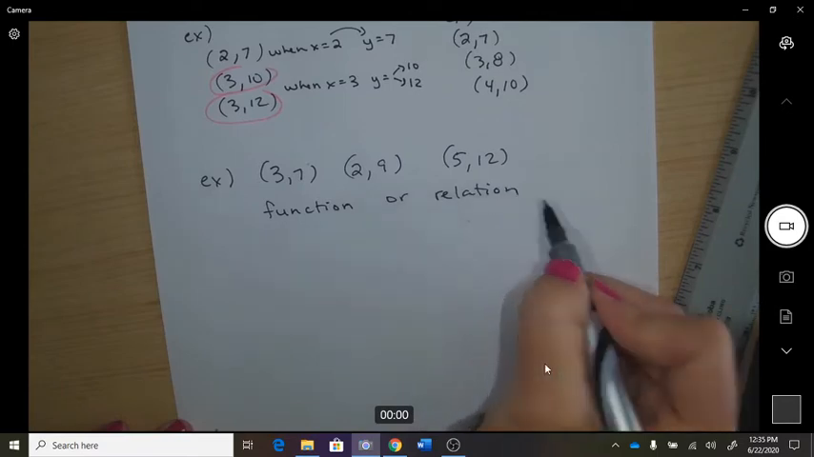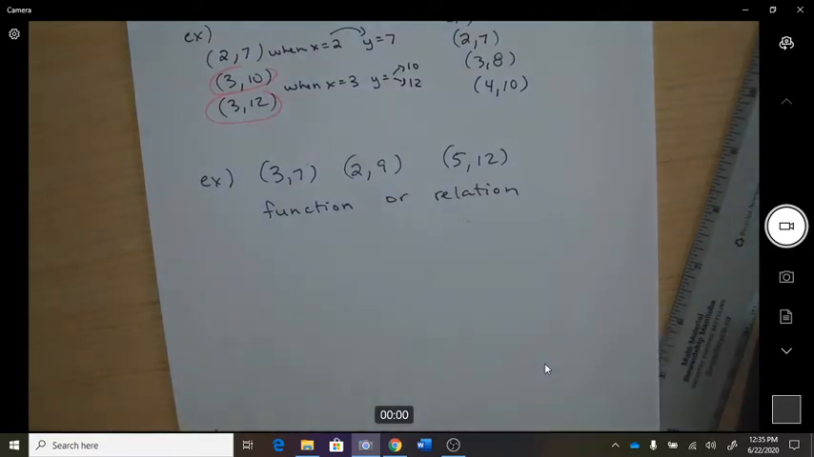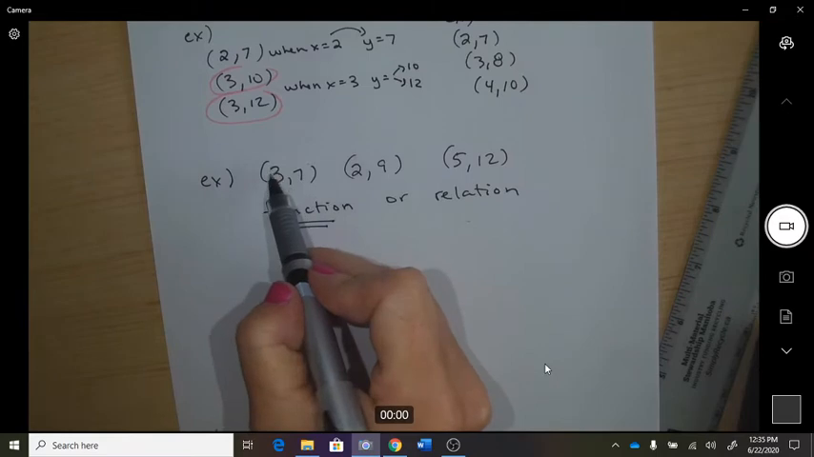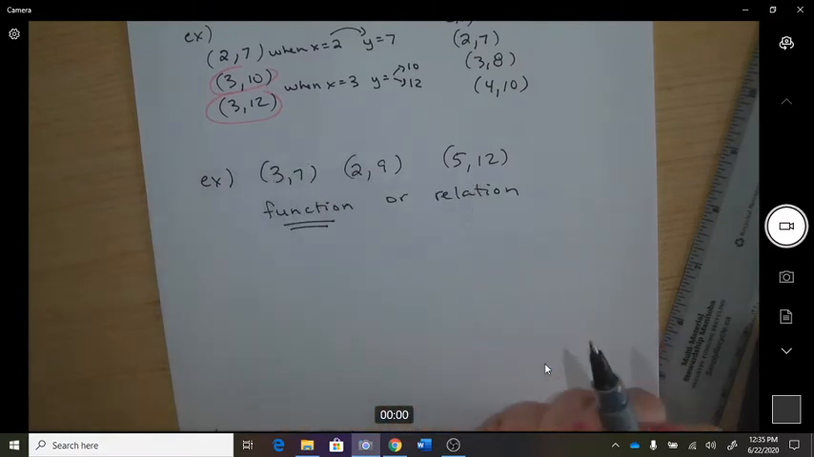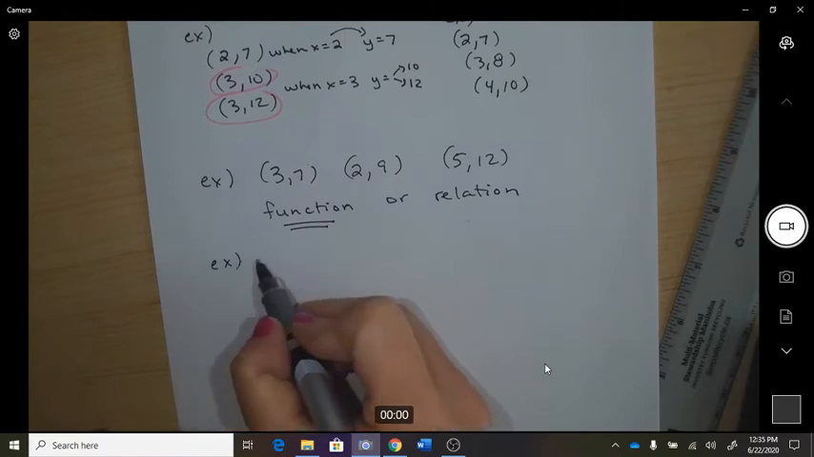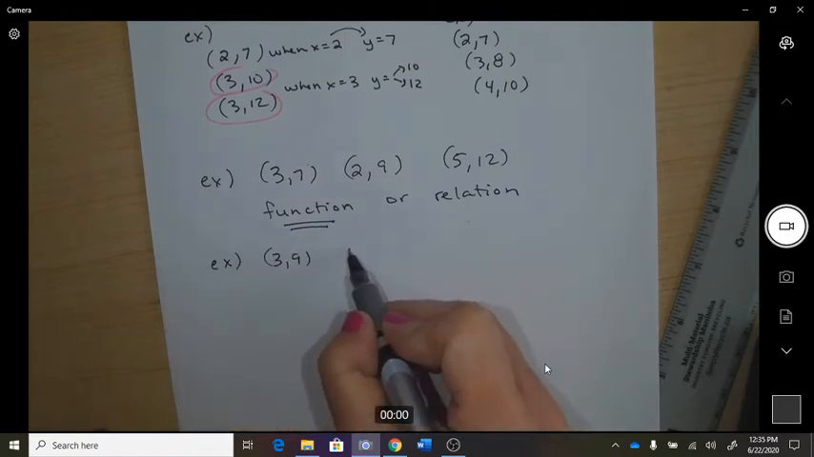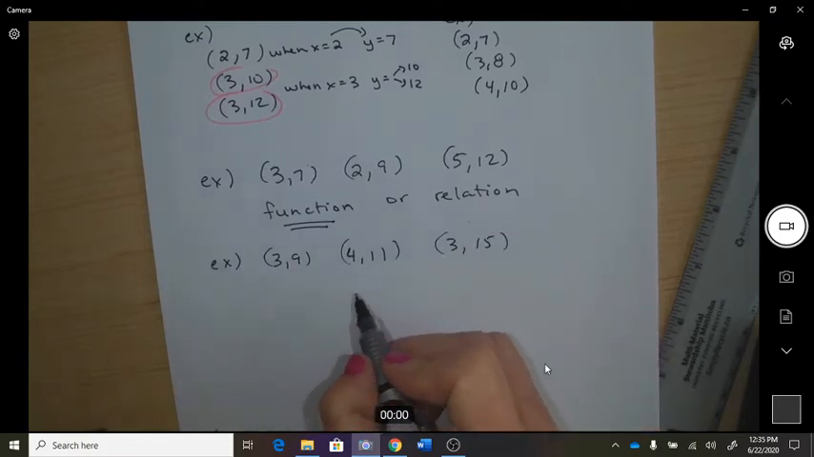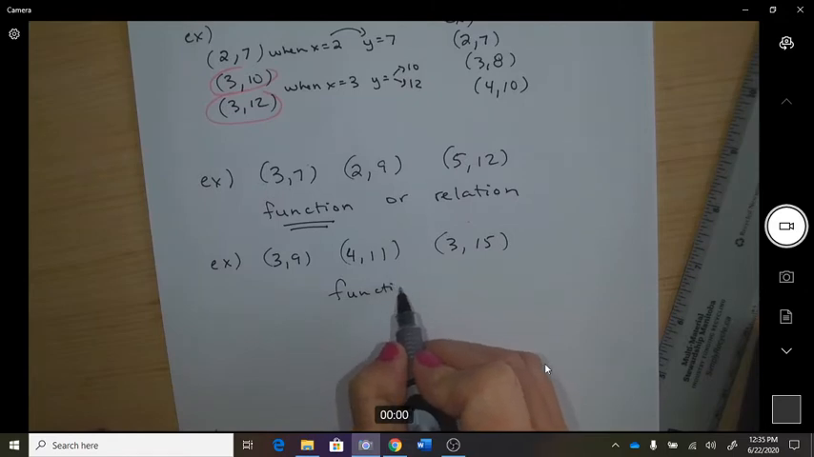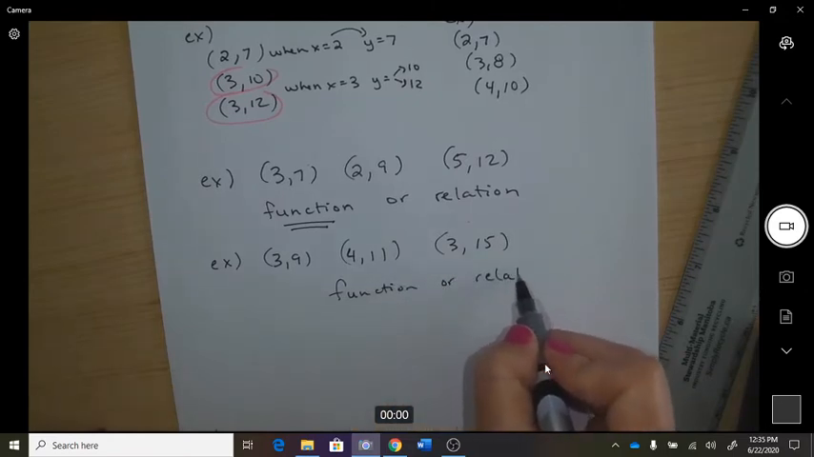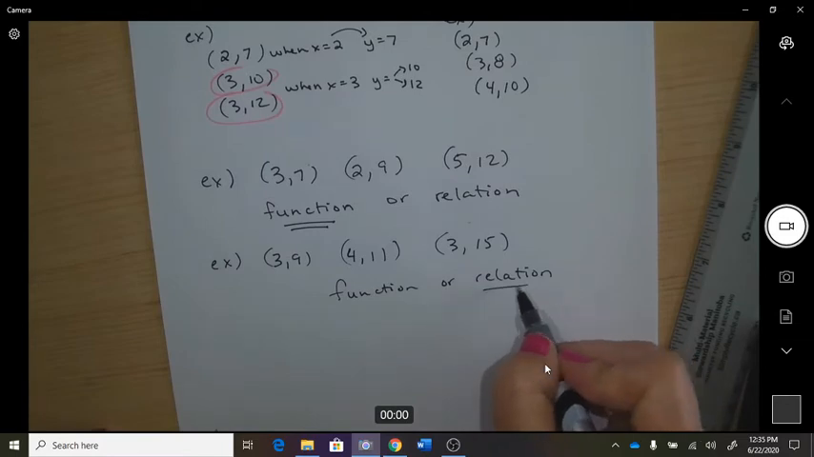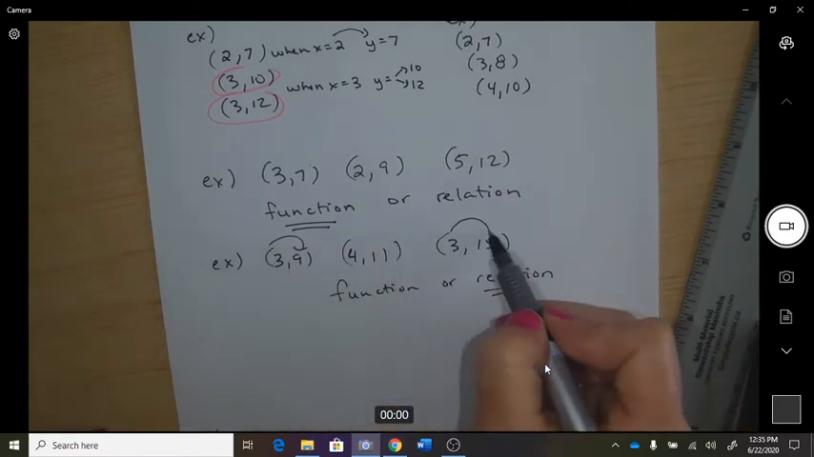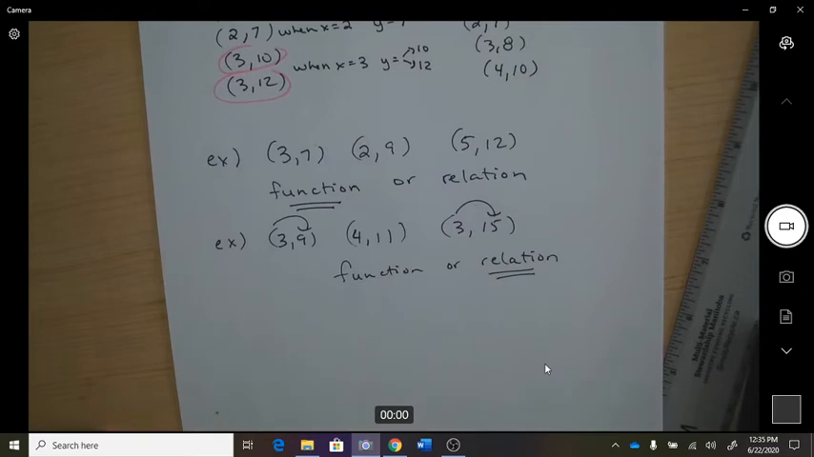So here's an example. (3, 7), (2, 9), (5, 12). Is this a function or a relation? Okay, the answer would be function because each x value is connected to a different y value. Okay, function, or is it a relation? So the answer would be relation because 3 got connected to a 9 and a 15.